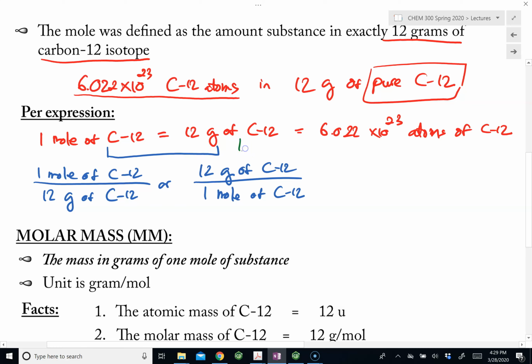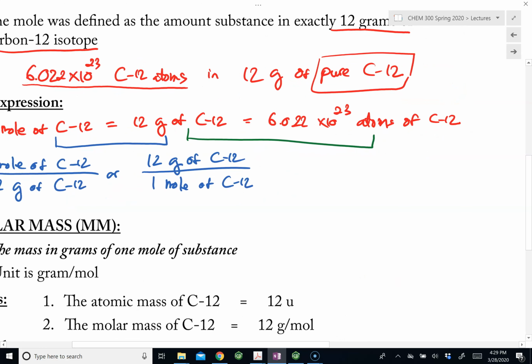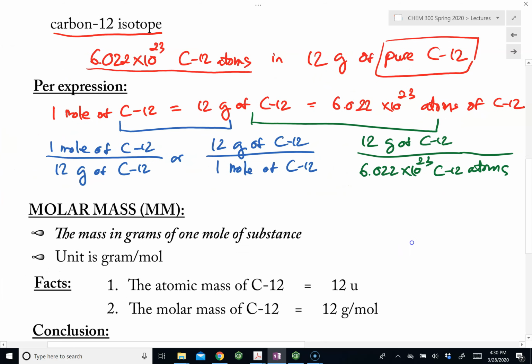We can also select these 2 variables and write a conversion factor for them as well. Because they are equal to each other, if we take one divided by the other, we'll get 1. And thus we can write the following set of conversion factors: 12 grams of carbon-12 over 6.022 times 10 to the 23rd carbon-12 atoms, or the reciprocal, 6.022 times 10 to the 23rd carbon-12 atoms over 12 grams of carbon-12.